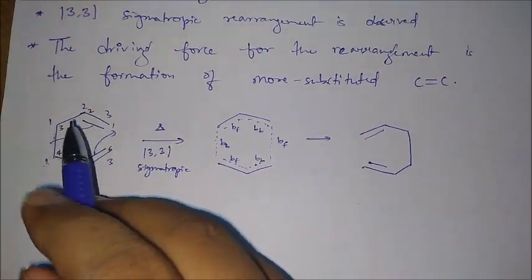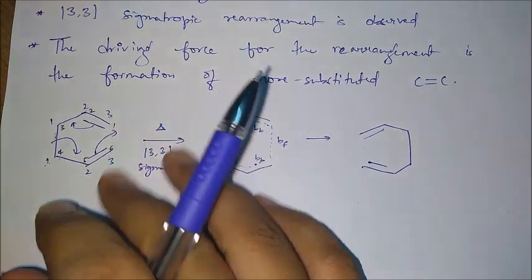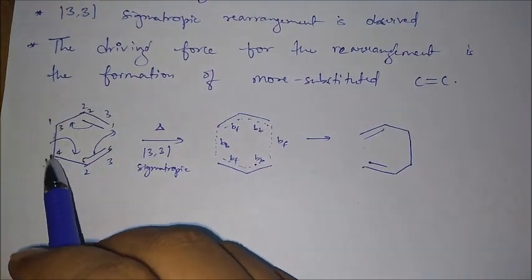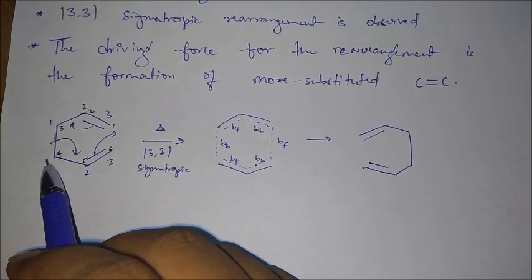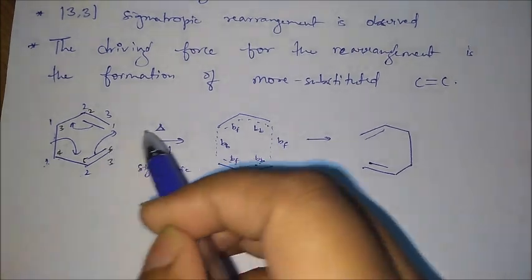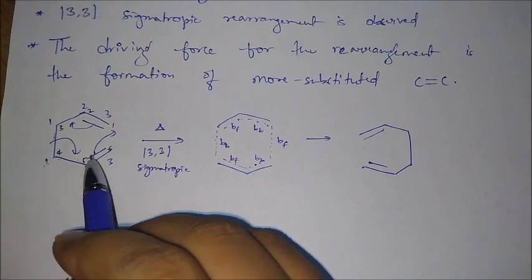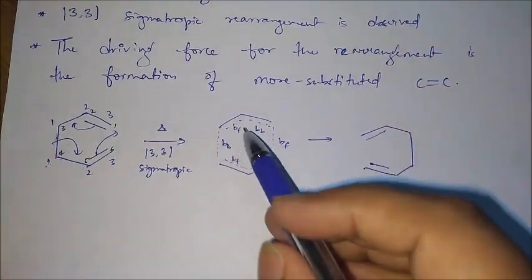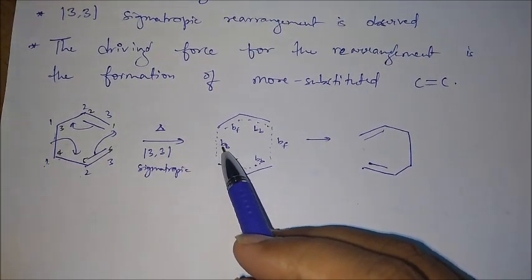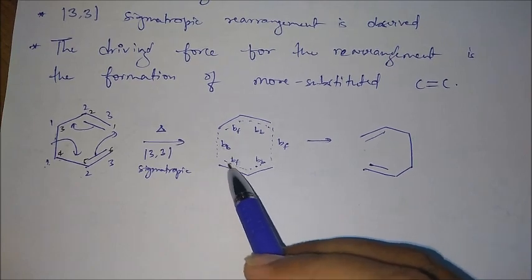Now, whenever you are going to check any type of sigmatropic reaction, always start numbering from the sigma bond which is getting broken. Number it until the place at which the new bond is getting formed. So this bond will break, and this will get formed. I have just written it over here: BB means bond getting broken, and BF means bond getting formed.